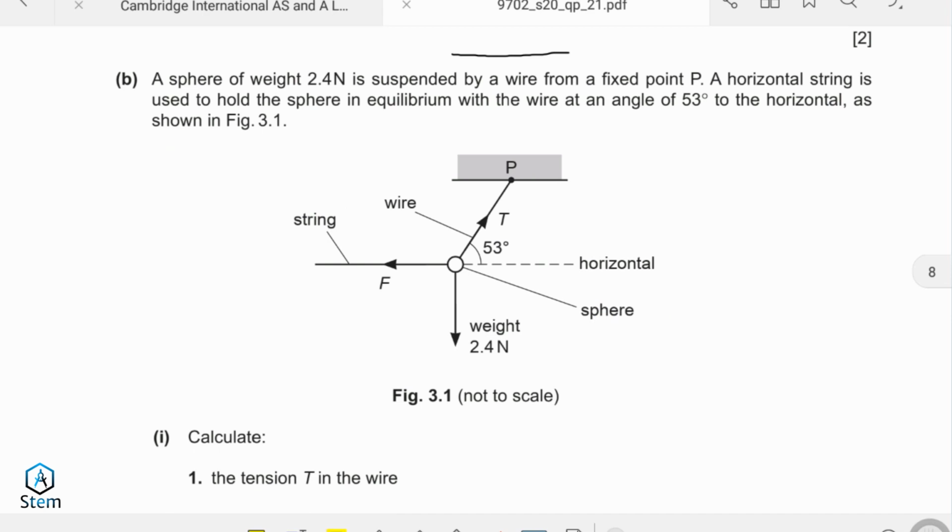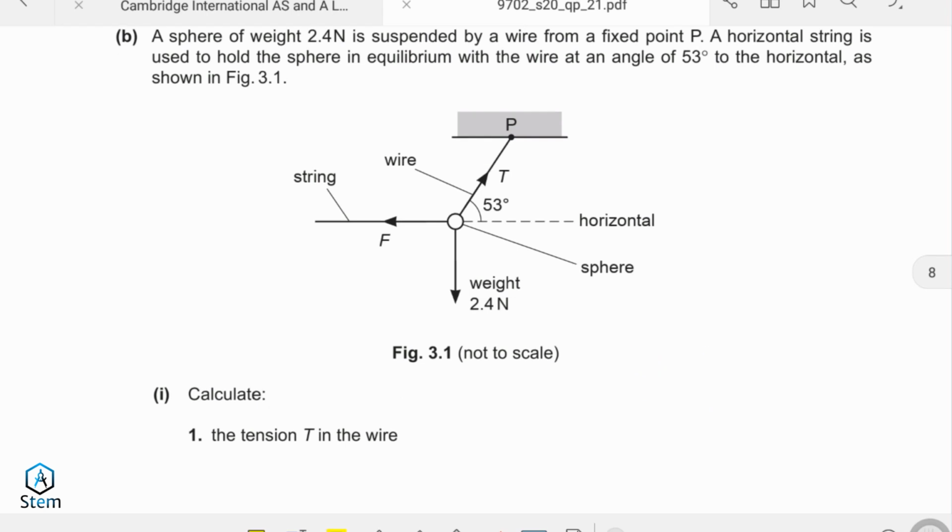A sphere of weight 2.4 newtons is suspended by a wire from a fixed point P. A horizontal string is used to hold the sphere in equilibrium with an angle that. All right. The tension T in the wire. Okay, let's calculate the tension in the wire. We know that for this object to be in equilibrium, the horizontal forces should balance and the vertical forces should also balance.